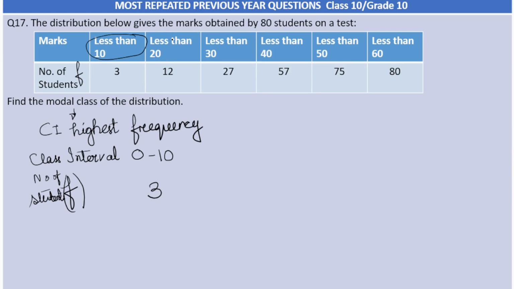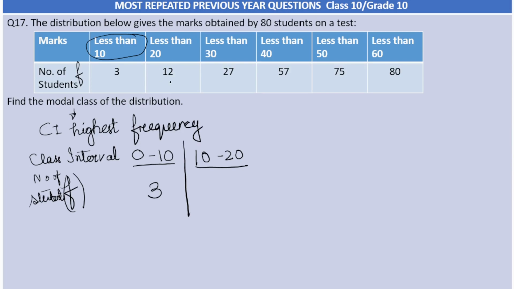Now next, let's have a look here. Next, in class interval, how will we determine? The next column says less than 20. Now in less than 20, 0 to 10 marks also is included. So we have to define proper class intervals. So here, instead of 0 to 20, we will take 10 to 20, because for 0 to 10 we have already taken account here.